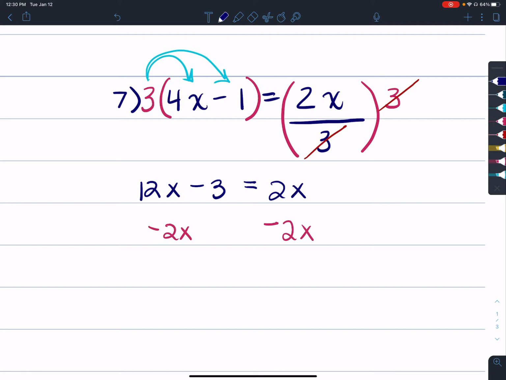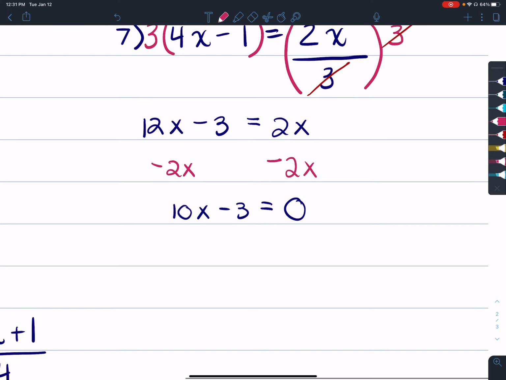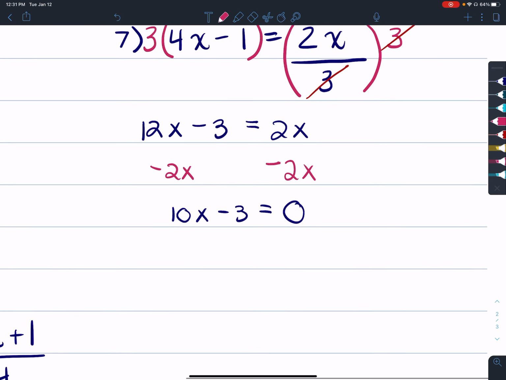So now you're going to see something interesting happen here. 12x minus 2x gives us 10x minus 3 equals 2x minus 2x, which equals 0. We have a 0. That's not a problem. If you encounter a 0 at some point in your solving process, don't panic. It's not really an issue. It just means that when you have 10 x's and you subtract 3, you get 0. But we're not done solving it, so it's not the end of the world.